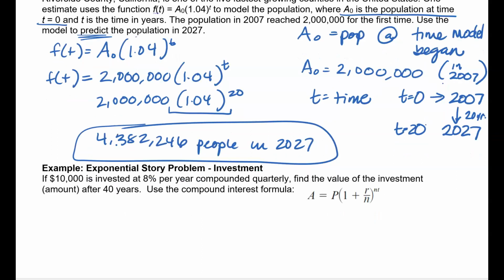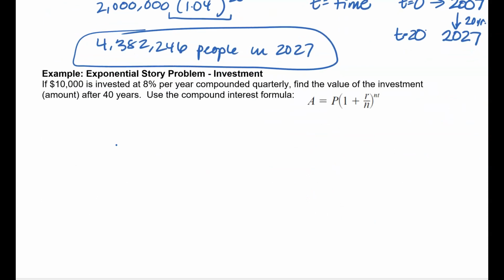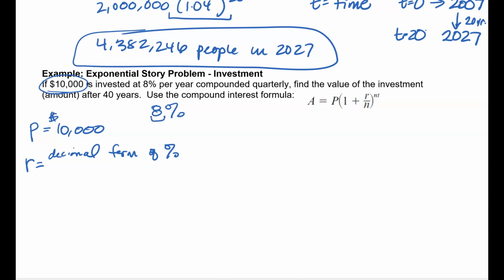Okay, last problem. So we're going to talk about some investments. We're just doing a review of compound interest, which we've done before. So if $10,000 is invested at 8%, so hopefully you remember from before, that's the initial principal. So I'm just going to put P equals 10,000. That's the initial amount of money that's invested. 8%. So remember that the rate is the decimal form of the percent. So 8%, we're going to move that decimal 2 spots to the left, is 0.08. So our rate is going to be 0.08.